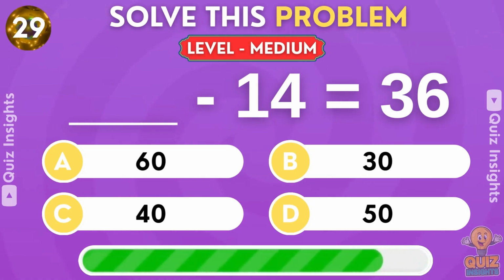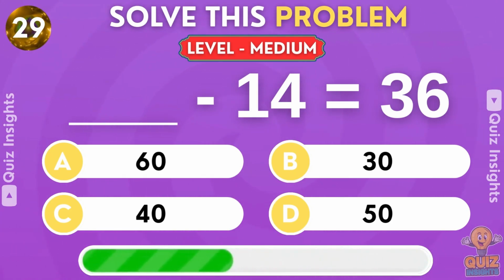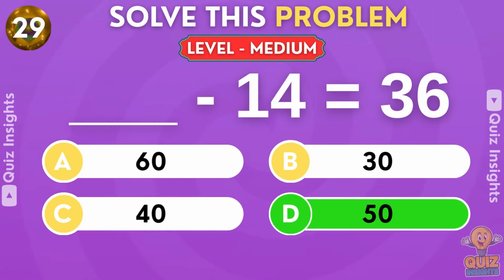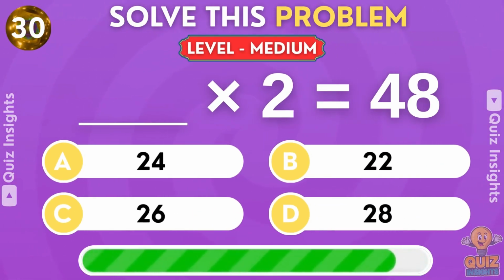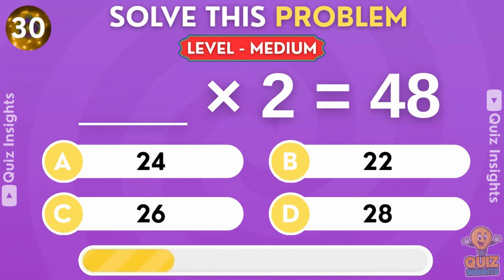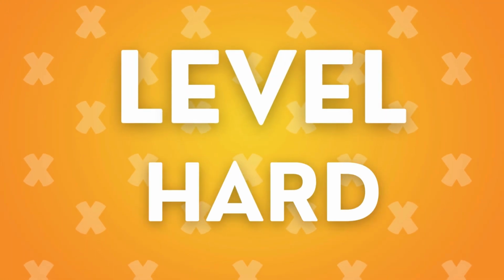What number minus 14 equals 36? Yes, it's 50. What number multiplied by 2 equals 48? Yes, it's 24. This is the hard level. Time to test your brain.